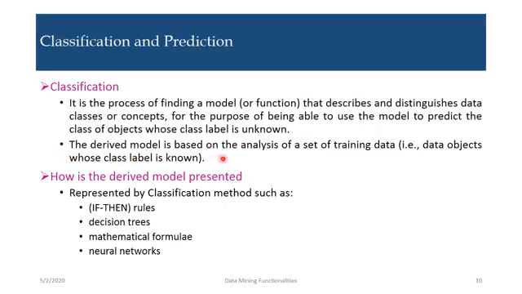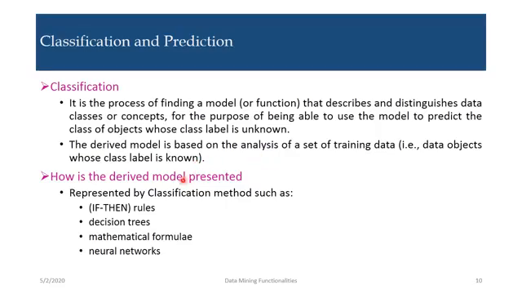The derived model is based on the analysis of a set of training data, which I have already explained: data objects whose class label is known. Training data helps us train our classifier. That is why we know the class label of the training data. Based on that, we learn our classifier, and our classifier will be ready to classify unseen data.